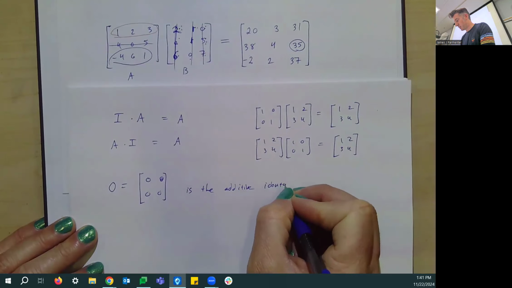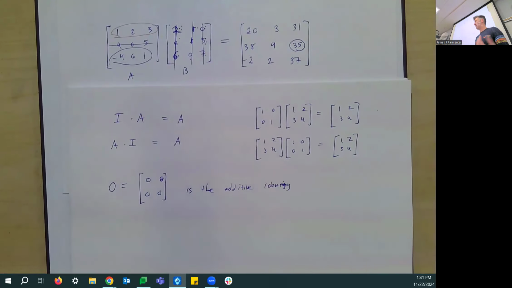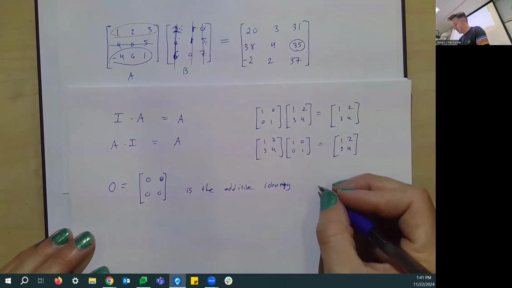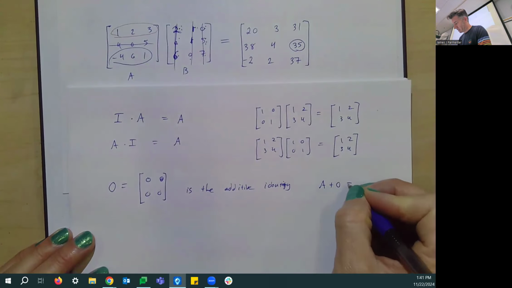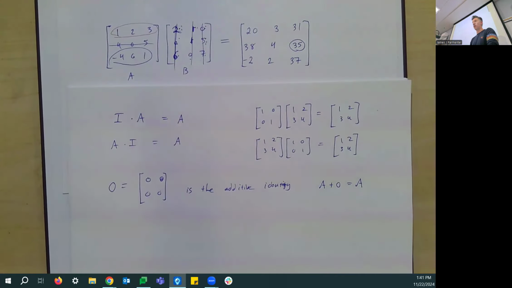Just like the number 0 in real numbers is the additive identity, because when you add it to something else, it doesn't change the something else. So I'll point out that A plus the 0 matrix is still going to give you A, as long as it's the right size 0 matrix.